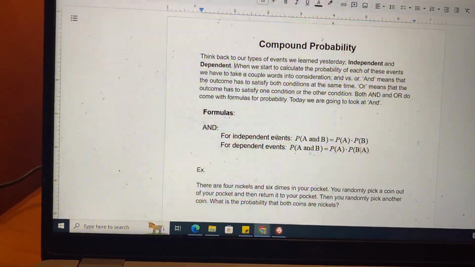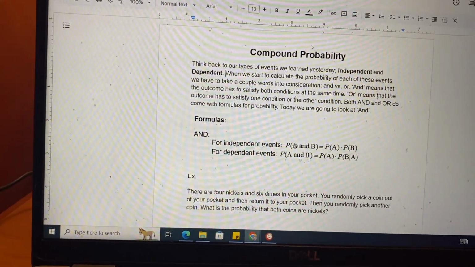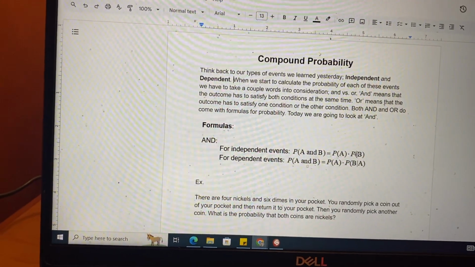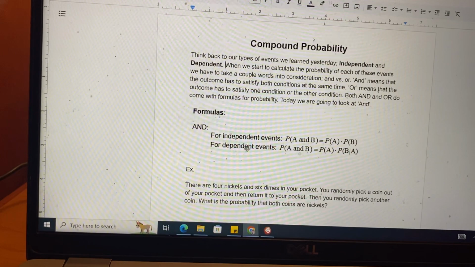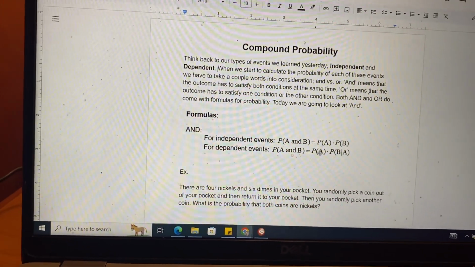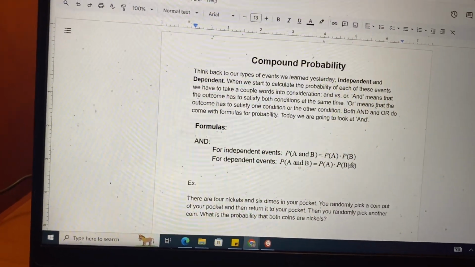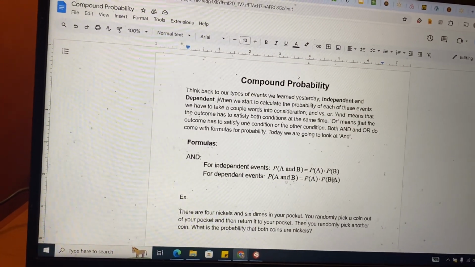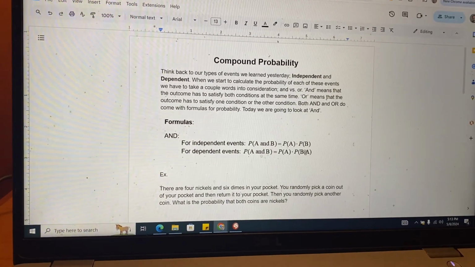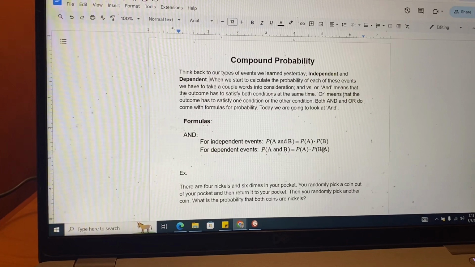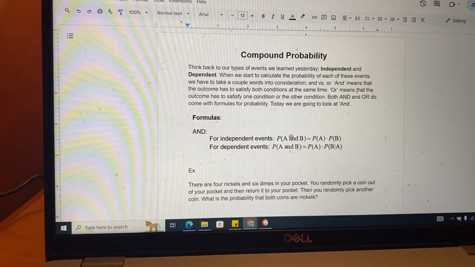For independent events, something that it doesn't matter if they're connected or not, you take the probability of A and you multiply it by the probability of B. For the dependent things, it's probability of A multiplied by the probability of B given A. So again, on this second one, the B given A, we're looking at a reduced probability, either reduced on the top or reduced on the bottom because of the way that something turned out.